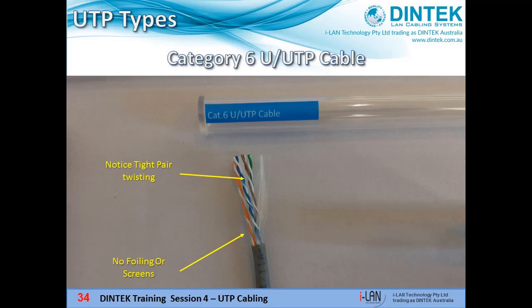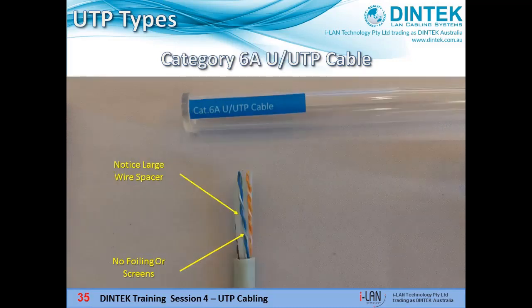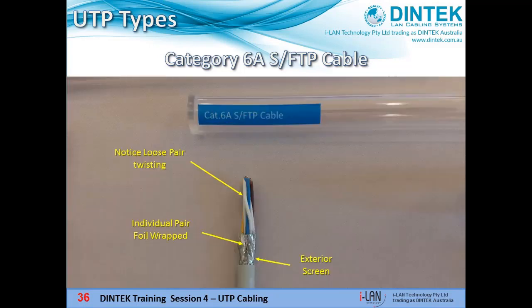Cat6 UUTP, notice we have tighter twists than Cat5e, and we also have a plastic spacer in the centre, making it noticeably thicker than Cat5e. Cat6a UUTP looks very similar to Cat6 but is a noticeably thicker cable, about as thick as my pinky finger, with a larger plastic spacer inside.